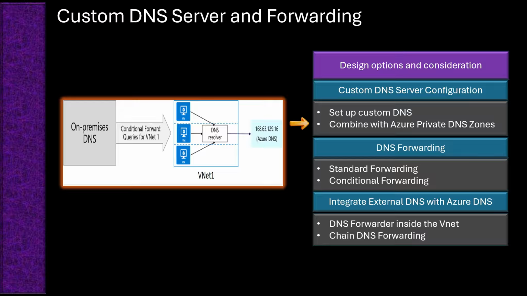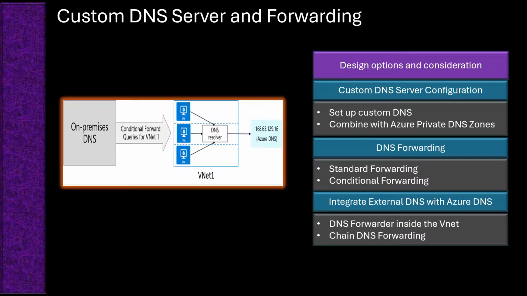You can still use Azure private DNS zones for auto registration of internal resources while forwarding specific queries to your custom DNS server for resolution outside the VNet. Forwarding in DNS allows one DNS server to pass on a query to another DNS server, particularly when the original server cannot resolve it. This helps bridge the DNS capabilities between on-premises and Azure.